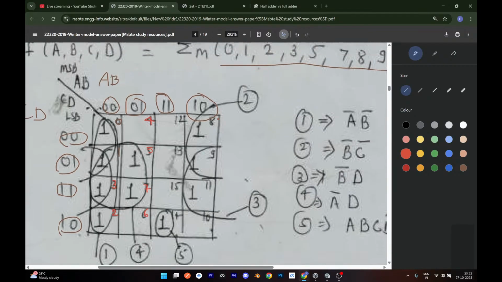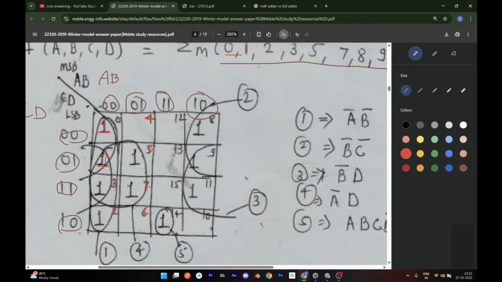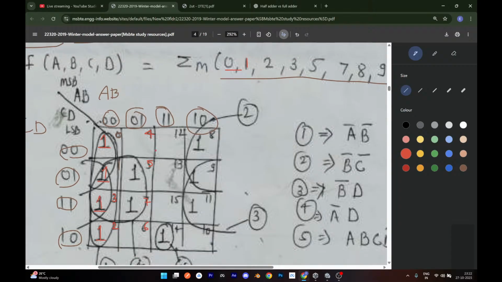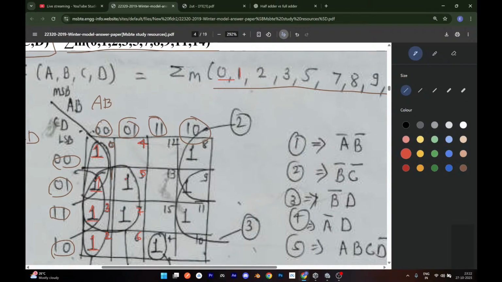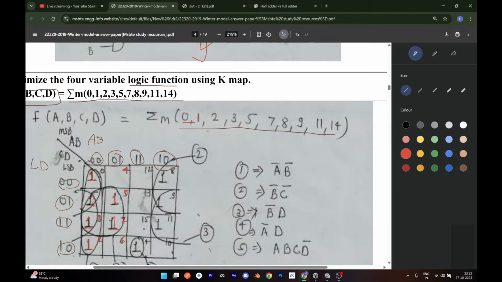Now, what are those numbers? See, 0 is present, yes, so we have written 1. Then 1 is present, again we have written 1. Then 2 is present, so for 2 we have written 1. 3 is present, we have written 1. Is 4 present? No, 4 is not present, so empty. Is 5 present? Yes, so we have written 1. 6 present? No, so empty. 7, so 1. So for the numbers which are present, we just mark 1 here and nothing else.